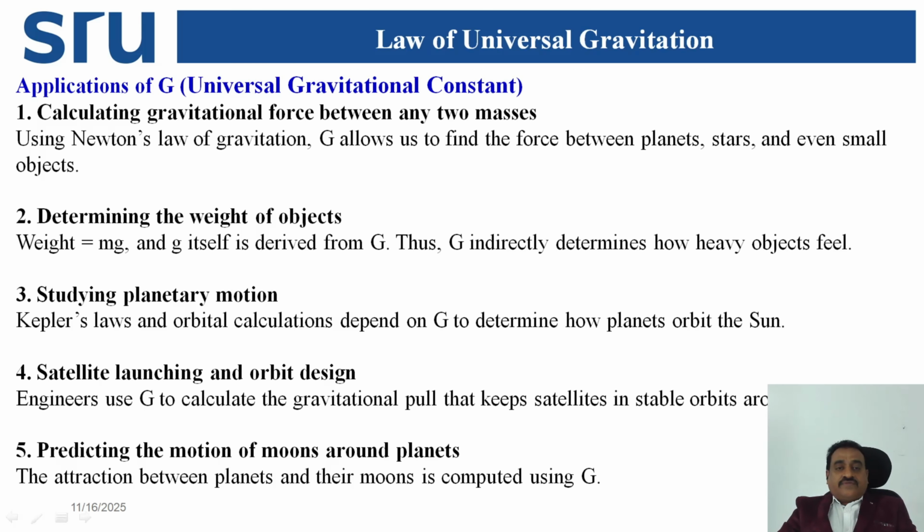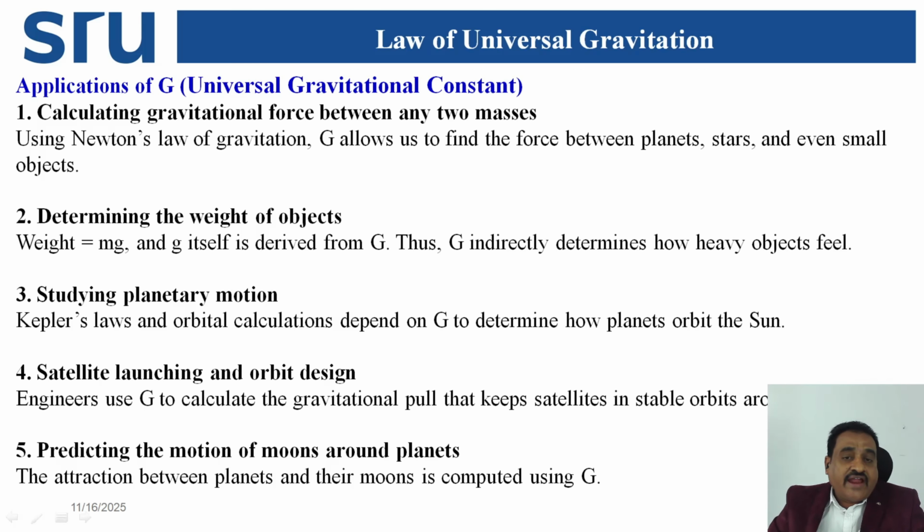Determining the weight of an object, weight is mg, and g itself is derived from capital G. Thus, capital G indirectly determines how heavy objects feel. Studying planetary motion, Kepler's laws, and orbital calculations depends on capital G to determine how planets orbit the sun.